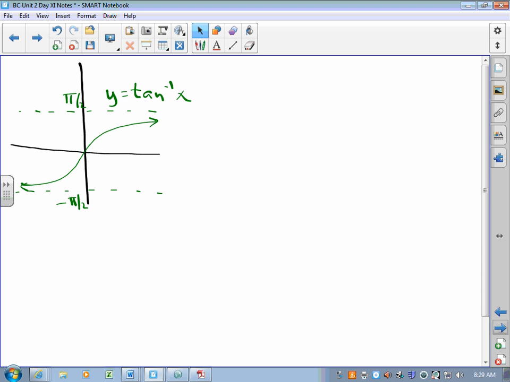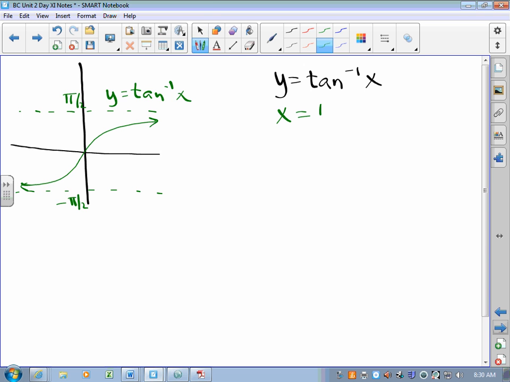So then what? That's a smooth curve, and since that's a smooth curve, we can take its derivative. If y is the angle whose tangent is x, then x is the tangent of y, and we can take the derivative of both sides with respect to x.